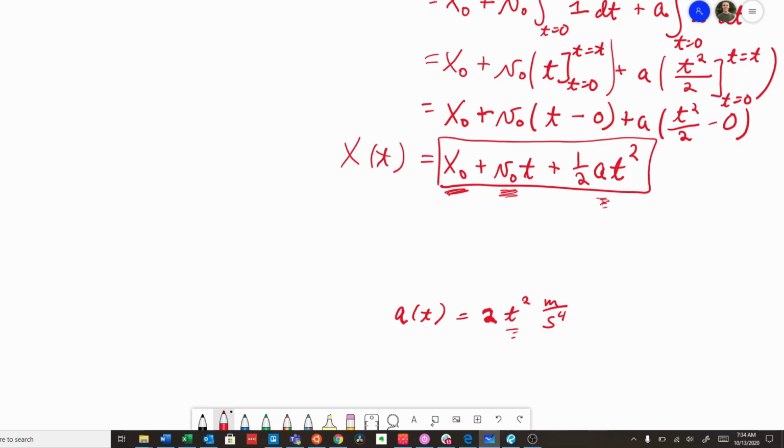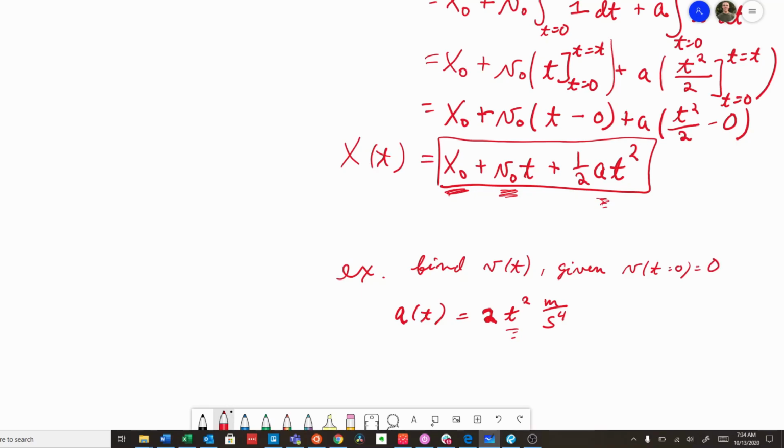So most of the time, what you're going to get in your real example problems is something like this. Acceleration as a function of time is, say, 2t squared meters per second to the fourth. Find v as a function of time, given some limits. Say, given that v at t equals 0 is equal to 0.